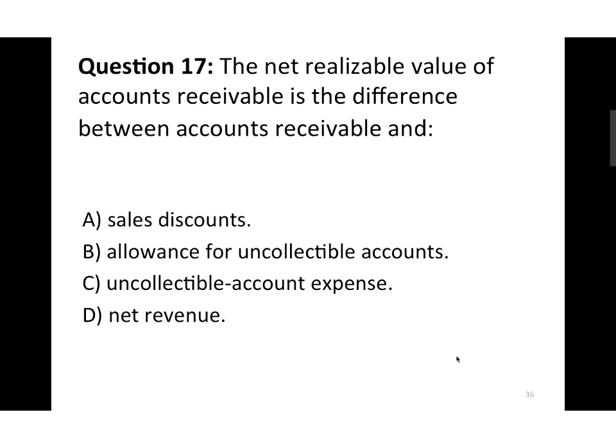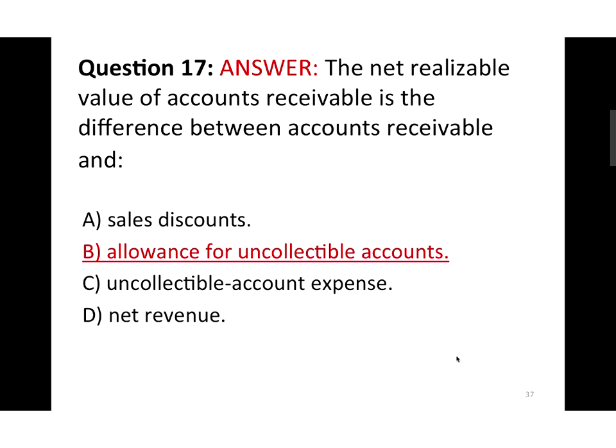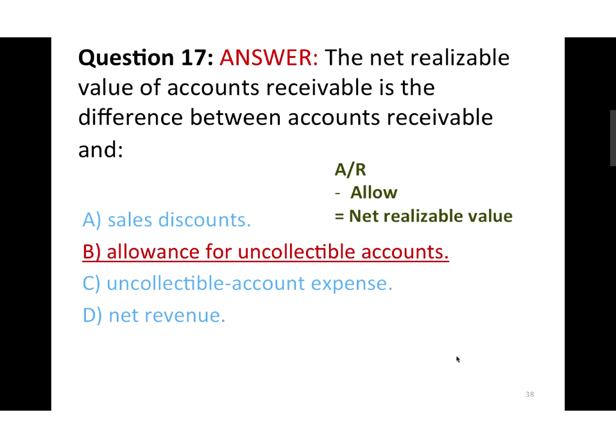I'm going to go through the answer. I'll leave it open for about 10 more seconds, so Haley, wait till I get to the homework problem. The net realizable value of accounts receivable is the difference between accounts receivable and the allowance for uncollectible accounts. When we talk about the net realizable value, it is accounts receivable minus the allowance. That's what gets us to the net realizable value. So I would definitely know what net realizable value is.